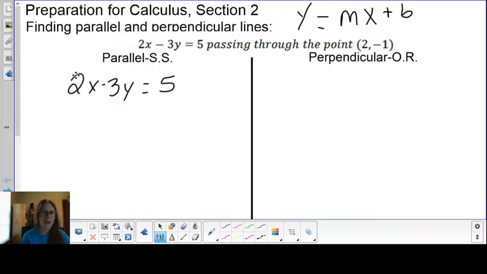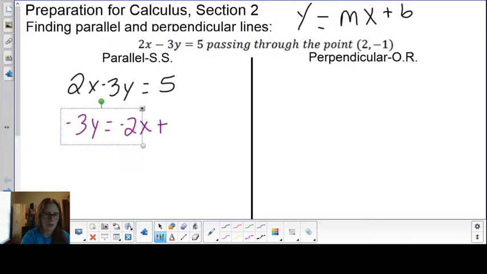Well, right now my x value is with the 2, and he's positive. So to move him to the other side, I need to go ahead and do the opposite. So the opposite of addition is subtraction. So I have -3y is equal to -2x plus 5. And the reason I put the x first is if you notice my mx plus b, my slope next to my x comes first.